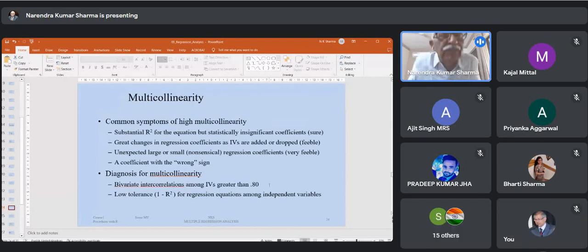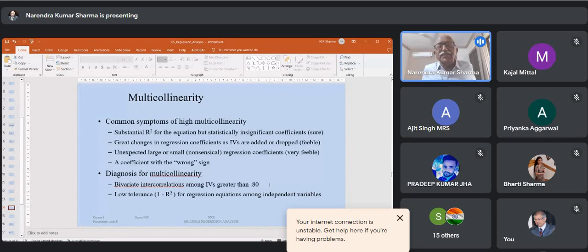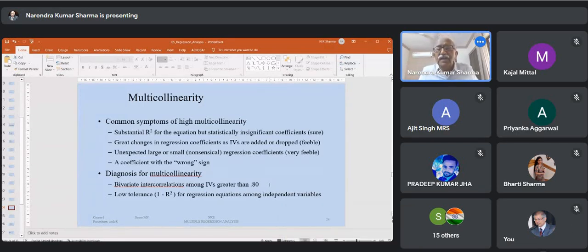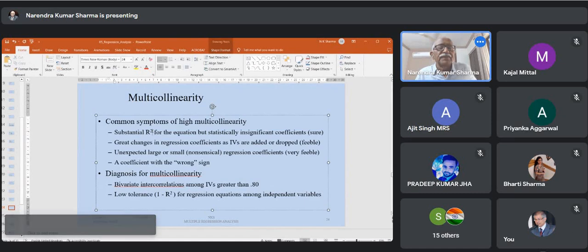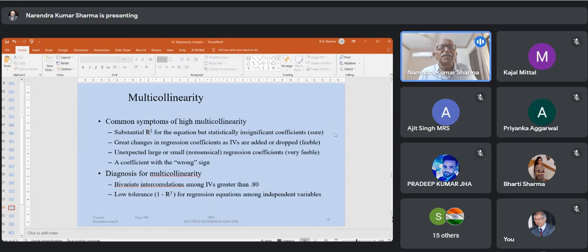So what is multicollinearity? Common symptoms of high multicollinearity are substantial R square, but statistically insignificant coefficients. Actually, I should write non-significant. So if your model is significant, because R square is significant and very strong, but none of the coefficients is significant, surely there is multicollinearity. So make sure both should be significant.